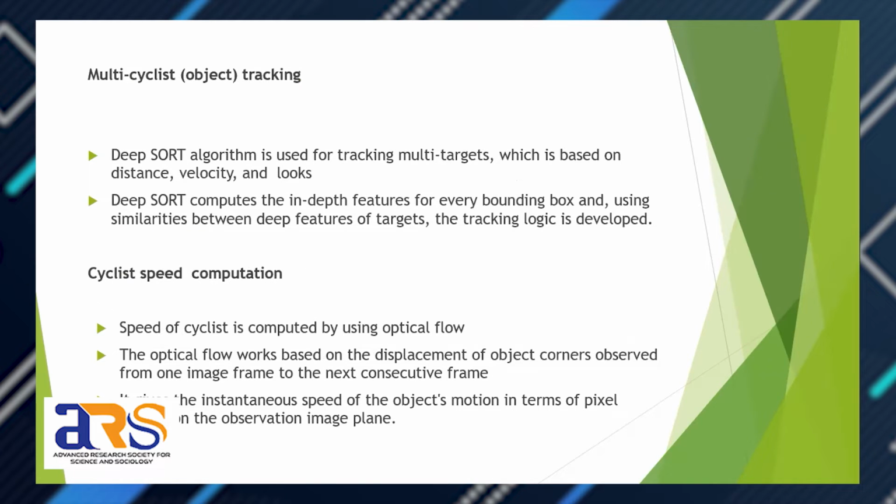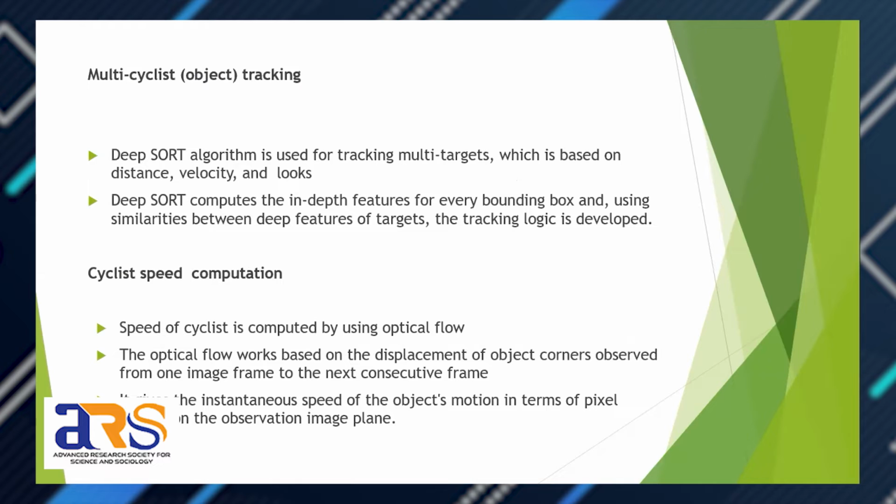And for tracking, particularly multi-cyclist tracking, we use the DeepSORT algorithm. DeepSORT works based on the distance, velocity, and the looks of a particular object. It computes an in-depth feature of every bounding box, and using the similarity between the deep features of the targets, the tracking logic is developed.